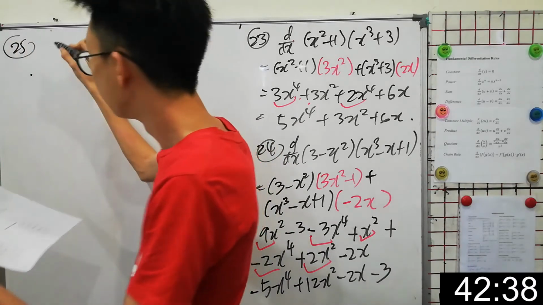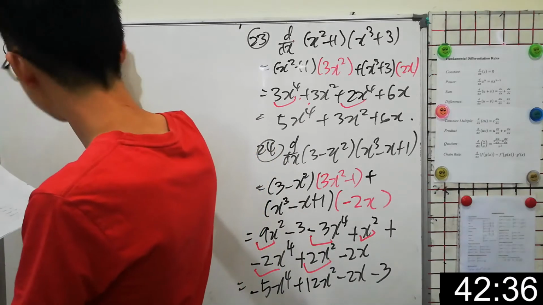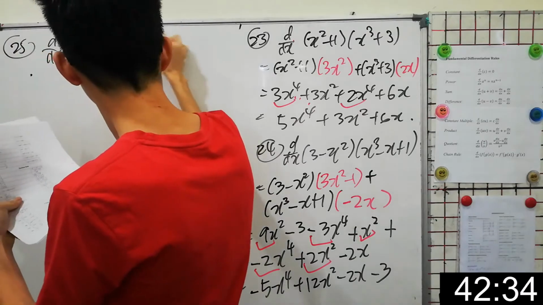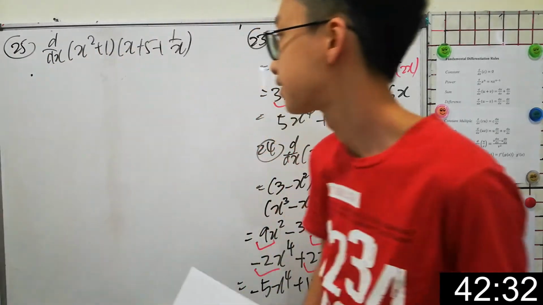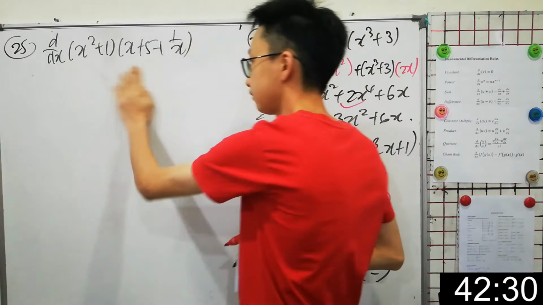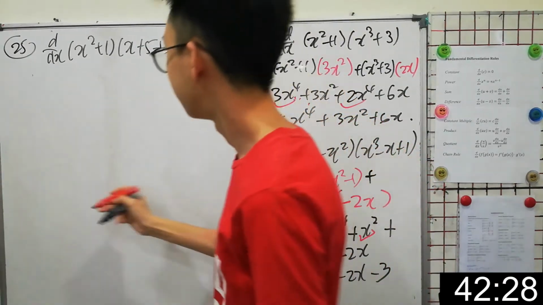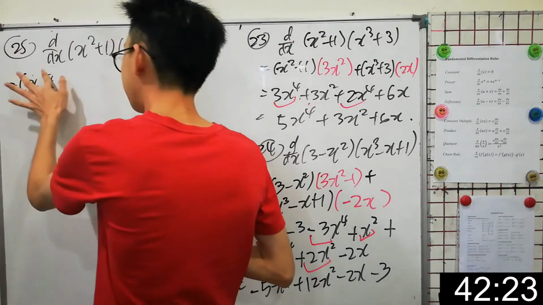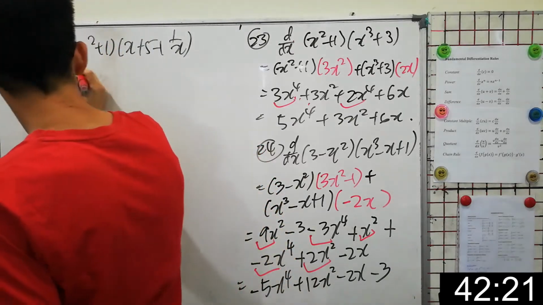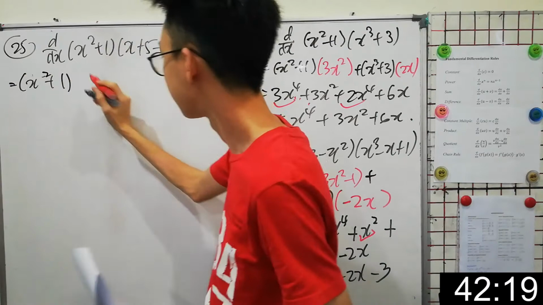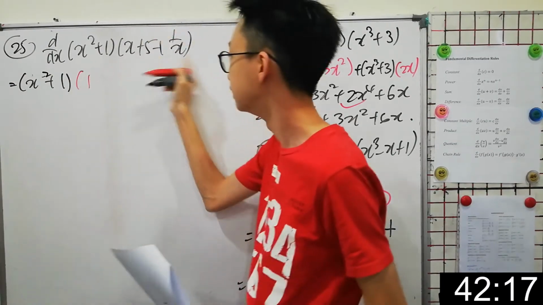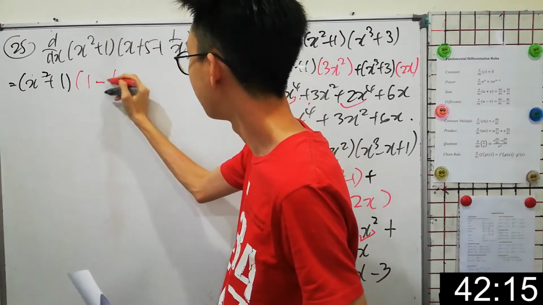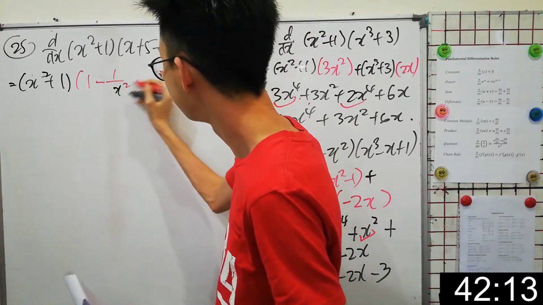25. Okay, d dx of x squared plus 1, times x plus 5 plus 1 over x. So again, we use product rule. You copy the first bracket, then you differentiate the second bracket. This should be a 1. This will be a 0. Then you change the sign, power, then square it.